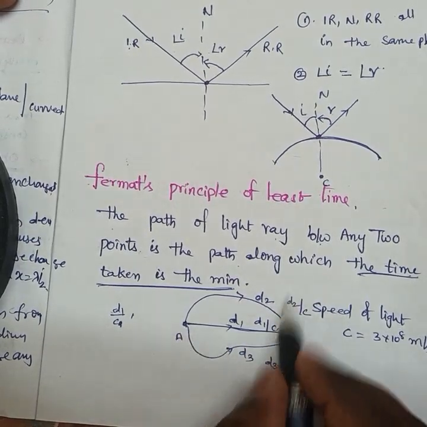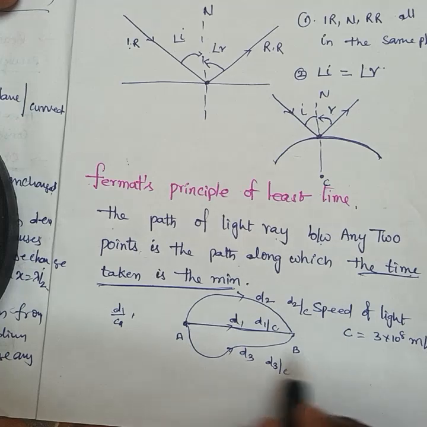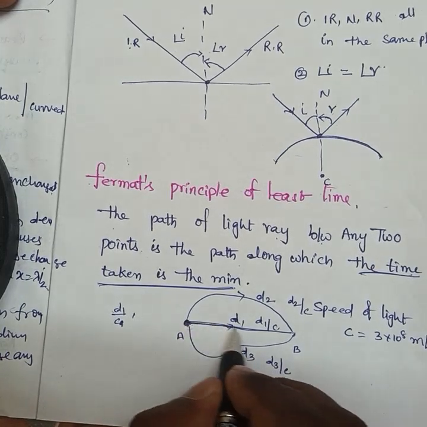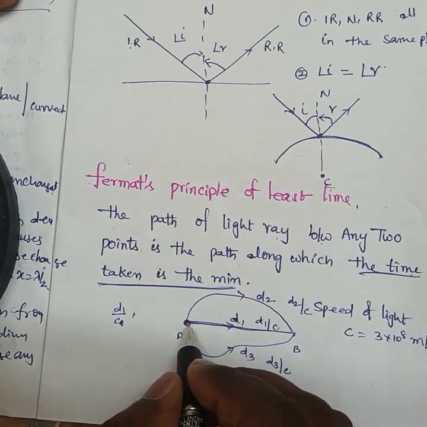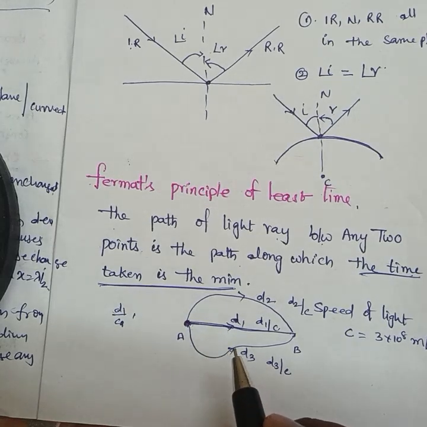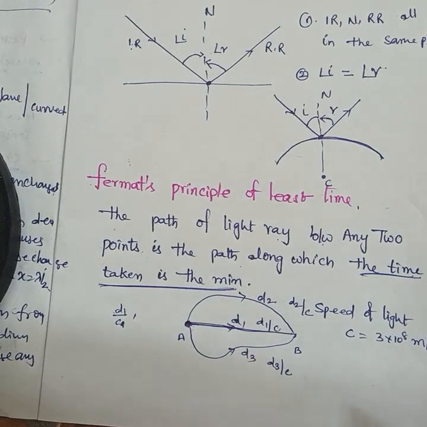Among all these times, whichever is least, light chooses that path. The basic property of light is traveling in a straight line, therefore light chooses the path which takes the least time, or the minimum time. That is the basic principle of Fermat's principle.